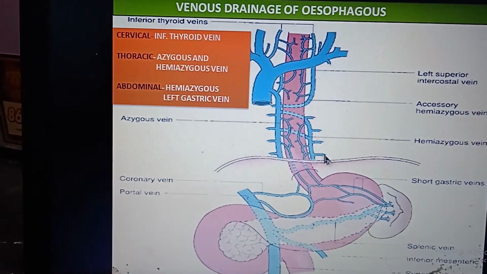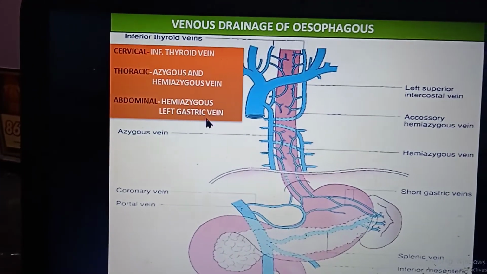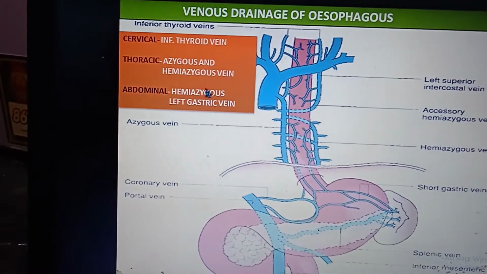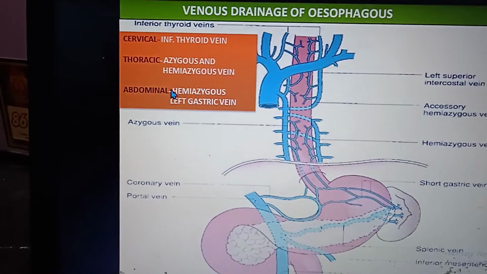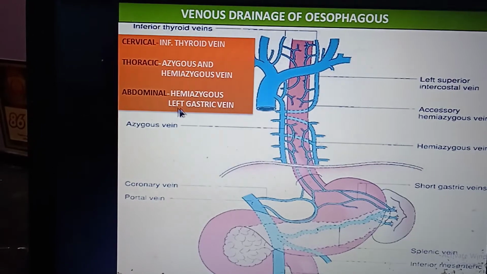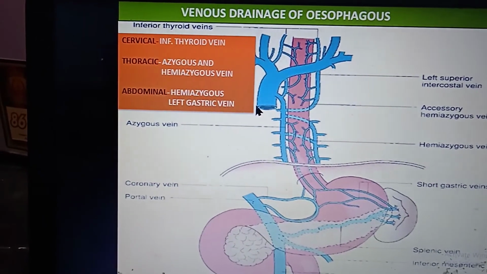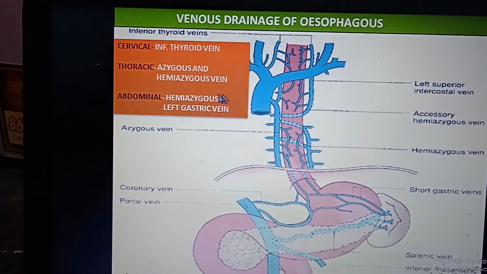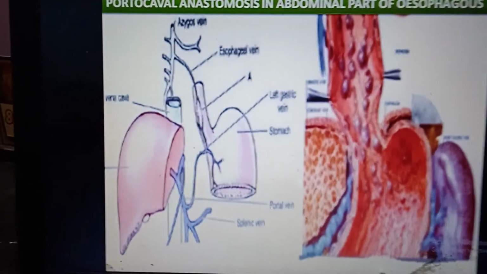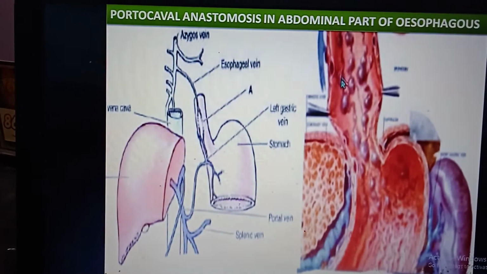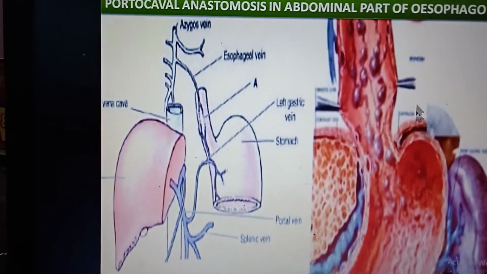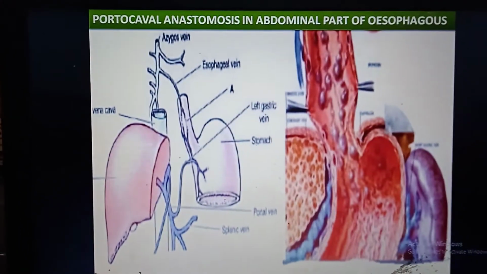This abdominal part, the venous system is very important because there is portocaval anastomosis. It is supplied by hemiazygous vein. It is the branch of the caval part, that is the inferior vena cava, and left gastric vein is from the portal side, branch of the portal vein. So there is portocaval anastomosis, and when there is increased portal hypertension, that will lead to oesophageal varices. What we are seeing here, these venous communications dilate, leading to hematemesis.